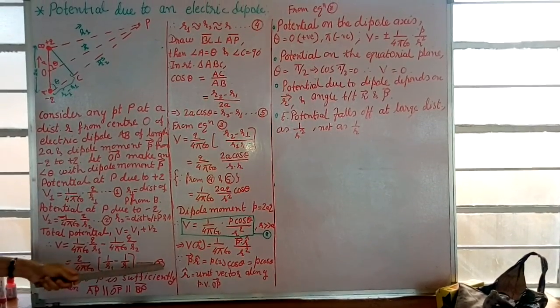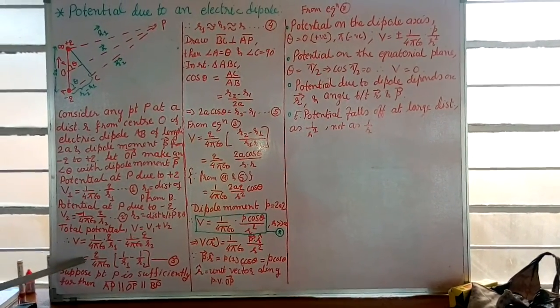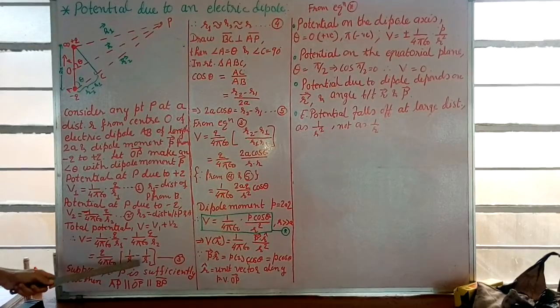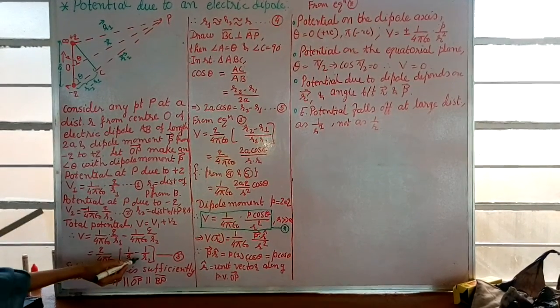Then let's go back to equation number 3. V is equal to q by 4 pi epsilon naught times 1 by r1 minus 1 by r2. I am taking the cross multiplication here.